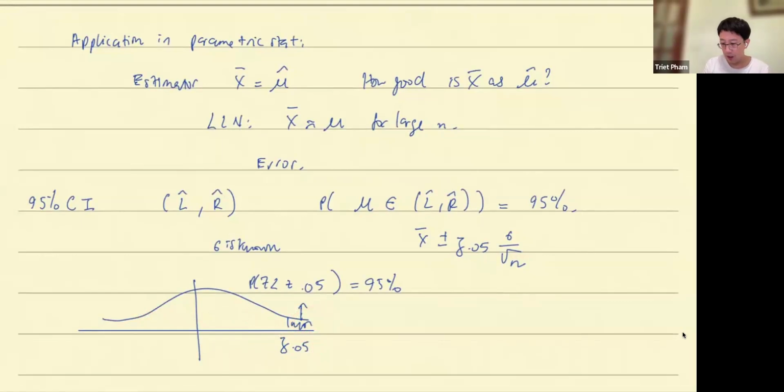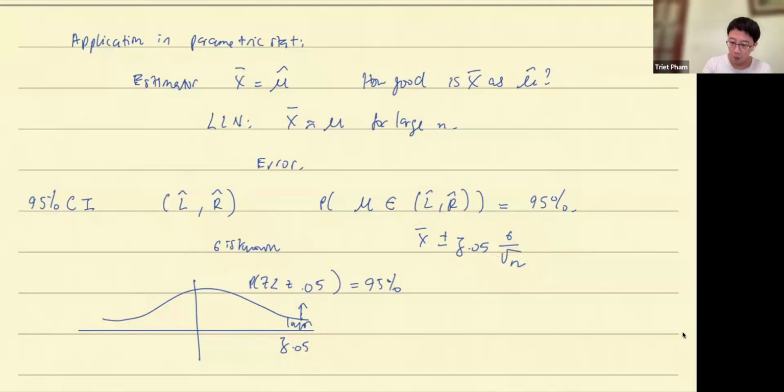And so basically, this is a quantity that is completely formed or known by the sample. X bar is a sample average. Z 0.05 is the normal quantile. And then sigma is the population standard deviation. Root n is the square root of the sample size.